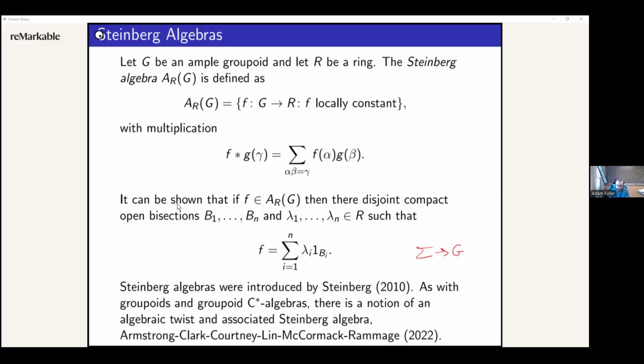The definition of a twist will take three slides, and I think we'd get bogged down in it. But this stuff also works in the twist setting, and there's a paper by Armstrong, Clark, Courtney, Lin, McCormick, and Ramage, which develops that theory. There will be twists appearing later, but I'm going to hide the details because in all our results, even when there is a twist over G, it is the properties of G which will matter to us here.